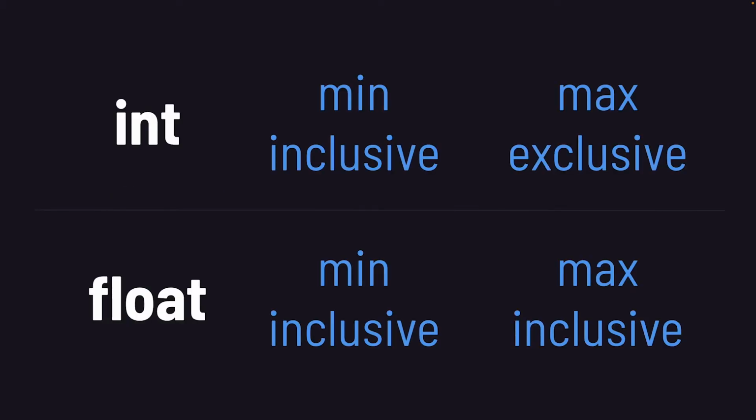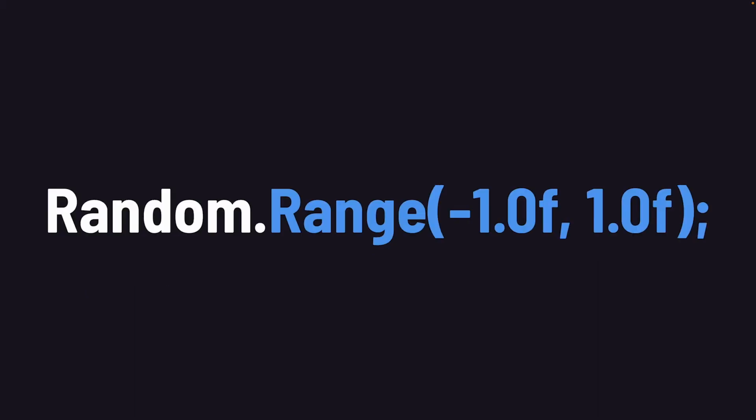In the float version, the min and max value are inclusive. So if you have a range from -1 to 1, all numbers like -1 or -0.456, 0.99 or even 1 can be returned as a float value. But enough theory. Let's implement a random y position in our pipe spawner.